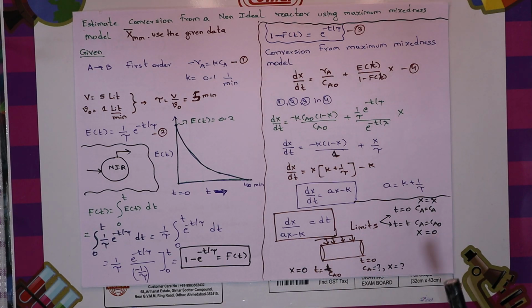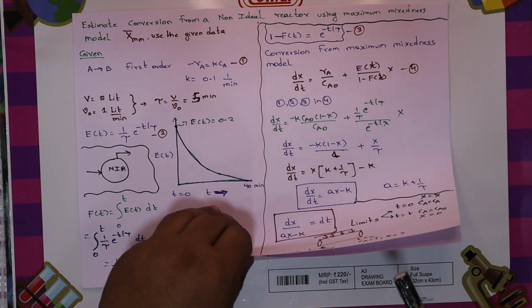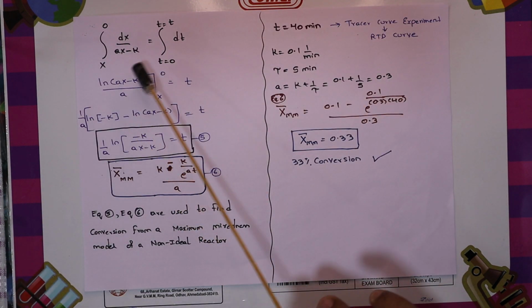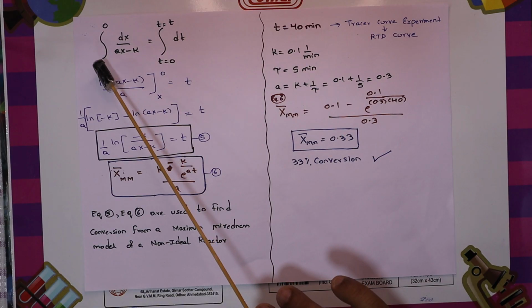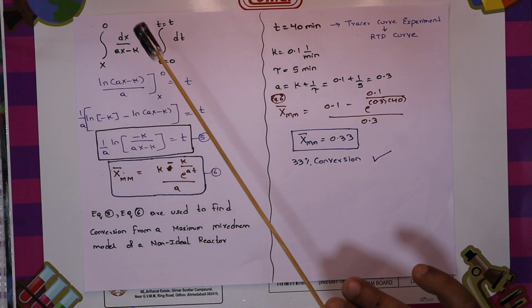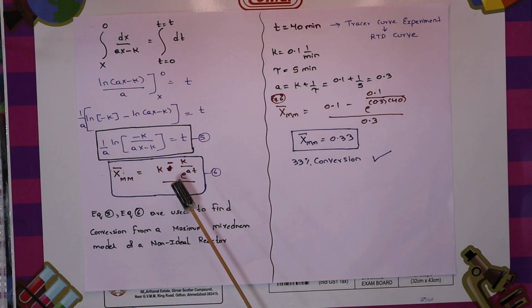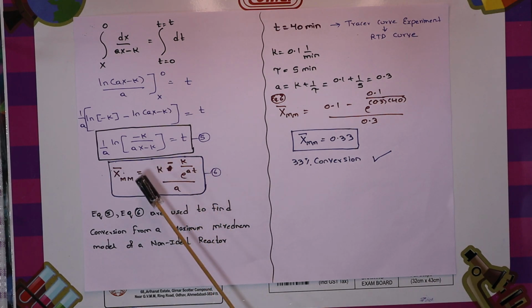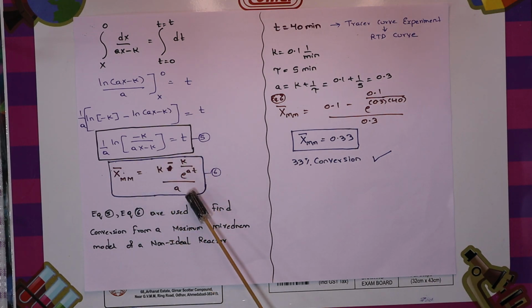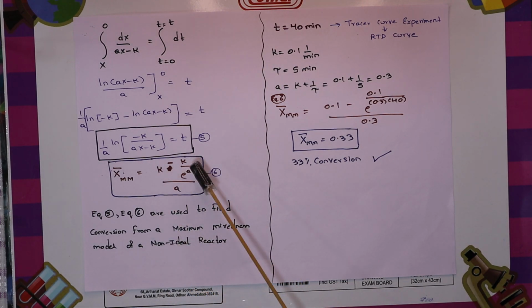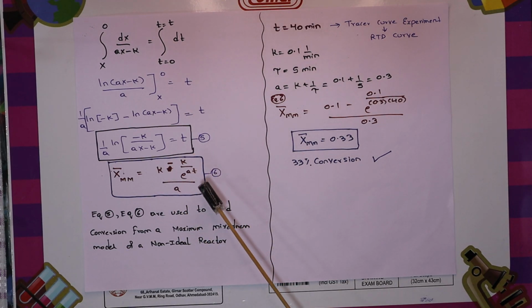So you have to apply the integration between these two limits. At time t equal to 0, the conversion is maximum; at time t equal to t, the conversion is 0. If you evaluate this integral, finally you get the conversion as k minus k by e power at by a. We know the values of k, we know the values of a, and we know the value of t. What is the time you are supposed to take?